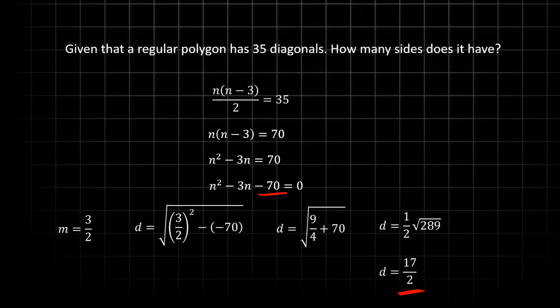The distance between the roots is 17 by 2, which becomes 3 by 2 plus 17 by 2, or 3 by 2 minus 17 by 2, so 10 or minus 7. So yeah, that's it. 10 is the answer. You guys know how to solve quadratics, so you can use your own methods. You guys know about completing the squares, right?